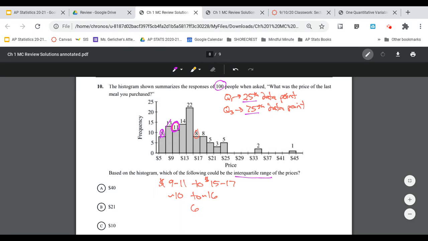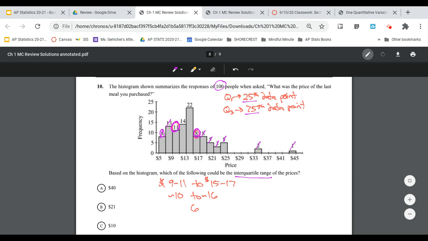And then I could count up to 75. Instead, I counted down from the top another 25. So 25 in from the top. So here's 1, add 2. We've got 3 data points now. Add another 5. We've got 8. Add another 3. We've got 11. Add another 5. We've got 16. Add another 8. We've got 24. So 25 in from the top end is going to land somewhere in here.